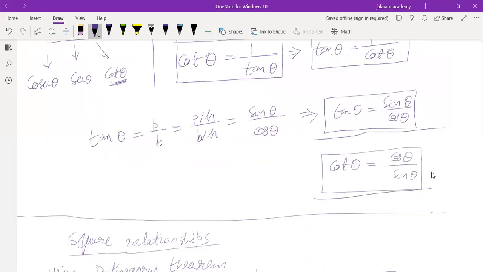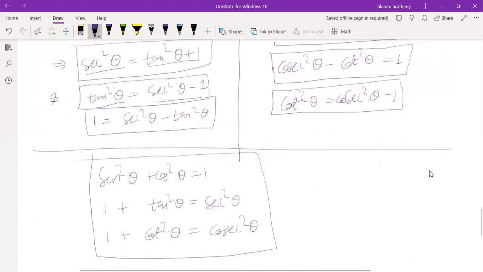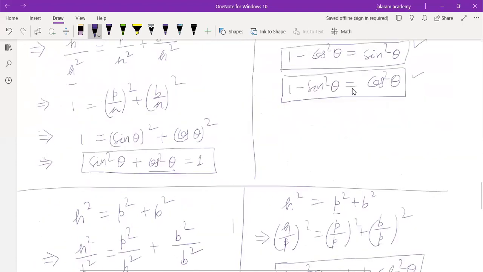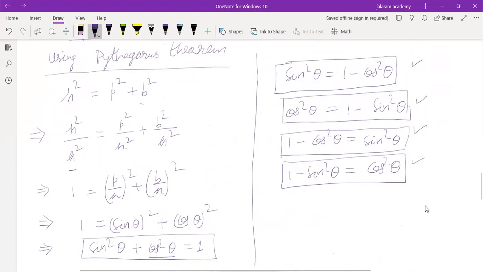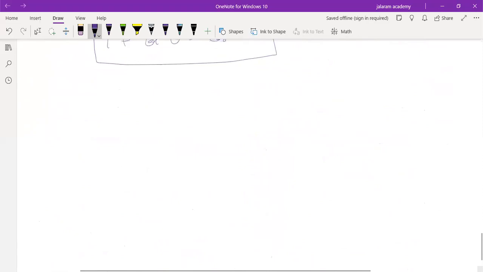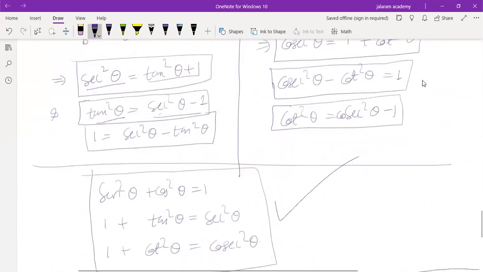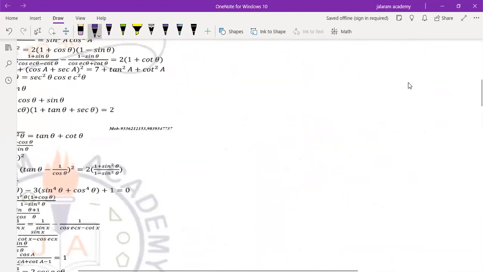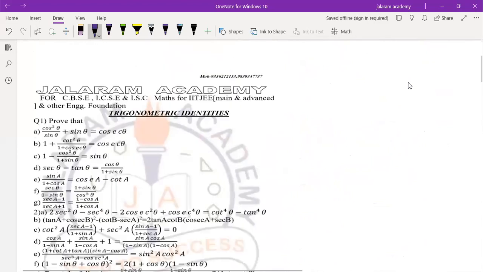Cot theta equals cos theta by sin theta. And there are three square relationships which are given by this, and they can be deformed also to use them to prove the other questions. Okay, everyone. So you have to learn all these relationships properly, first of all. So write them and learn them from your notebook after writing.